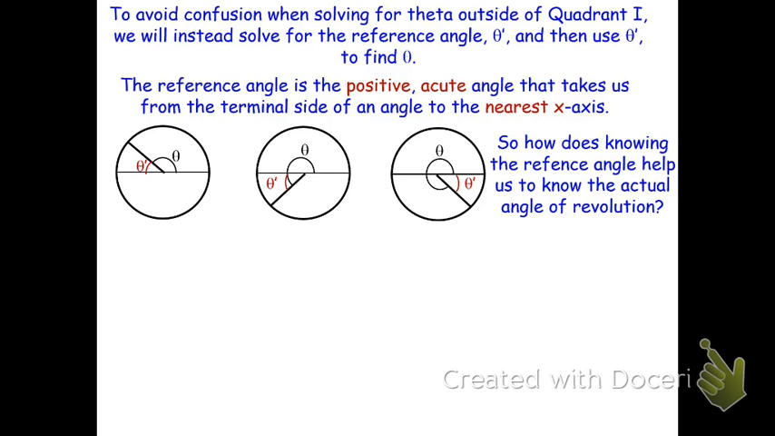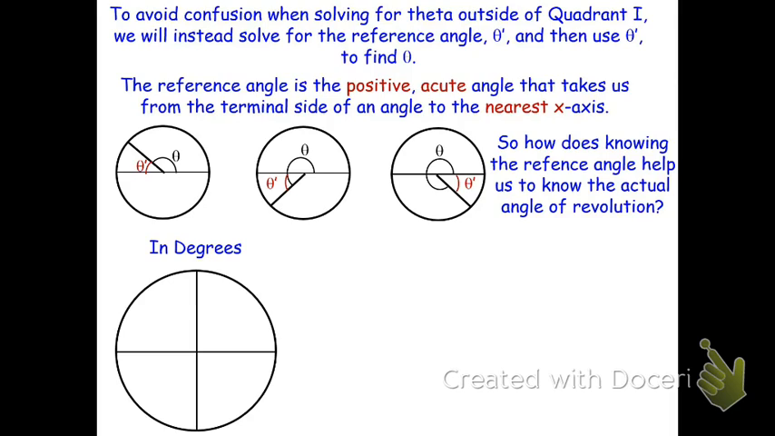So how does knowing the reference angle help you to find the angle? Well, here's what we can do. In degrees, if you're in quadrant 1, the reference angle is theta. Theta is theta prime because you already have an acute angle. So anything in quadrant 1, when you solve for it, it is theta.